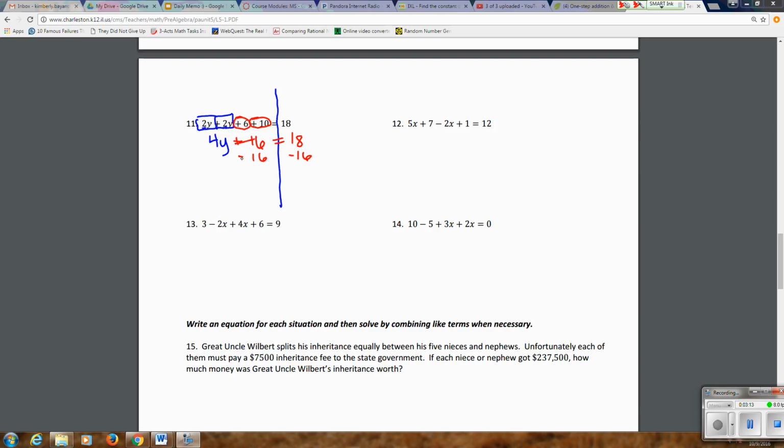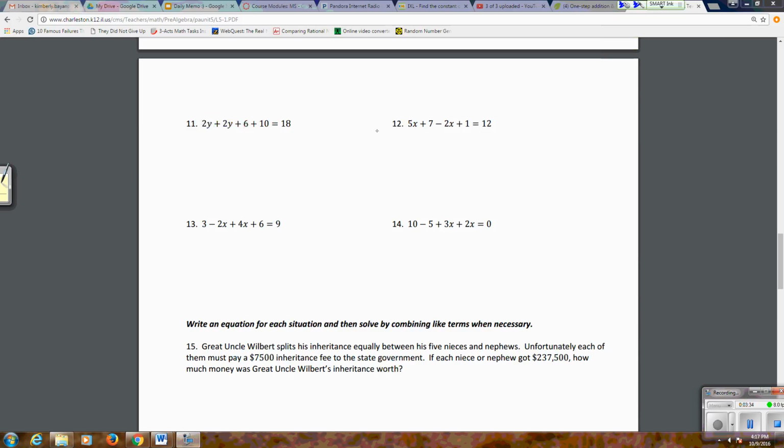So now I've got a 0 here, and all I have left is 4y on the left, and then 18 minus 16, which is 2. Divide both sides by 4, and I end up with y equals 1/2. And that's fine to end up with a fraction. Okay, so that's combining like terms for the first problem.